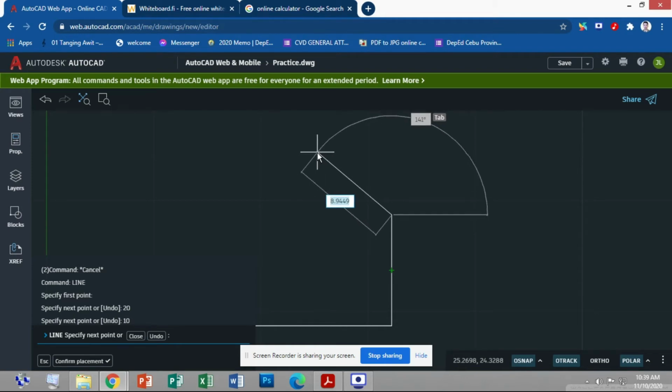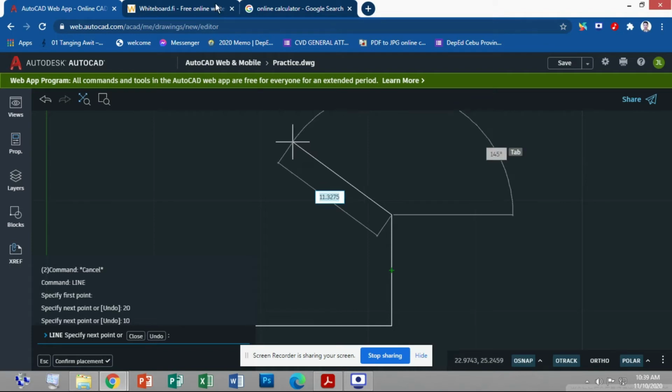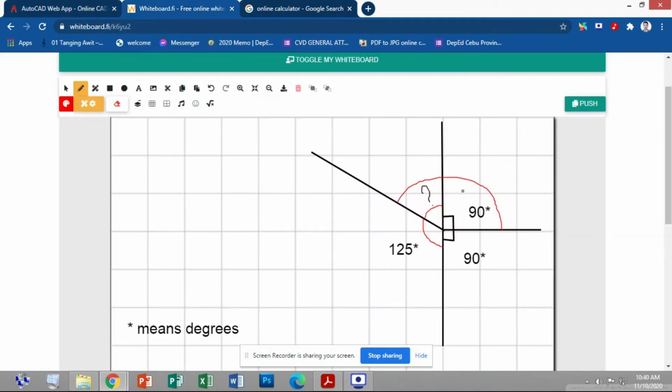So, meron na tayo, ano na to? It's either nasa ano yan. Baka nasa 135 up to 140. Yan, ganyan. No? 150. Yan, we have an idea. But, let us be precise. So, in order for us to be more precise, kailangan natin i-solve ito. So, ano kaya itong angle na ito? May idea na kayo? Okay? Yung iba, may idea na.